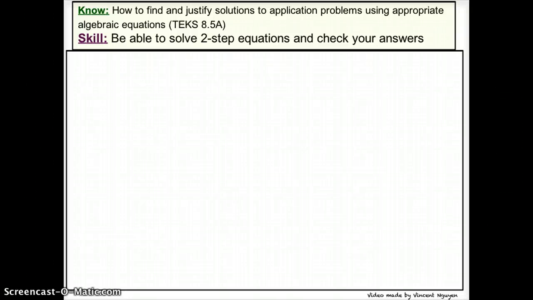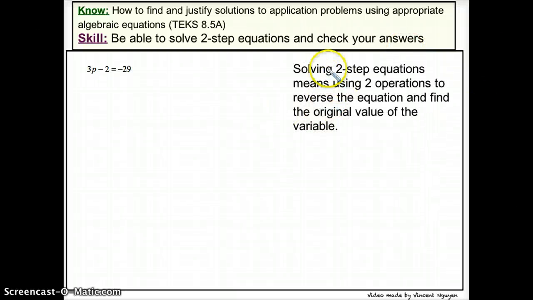Hello students, today we're going to learn how to solve two-step equations and use the solution to check to see if your answers are correct. Let's look at an example. To solve two-step equations means you're going to have to use two operations to undo the equation so that you can find what the original value of the variable was.